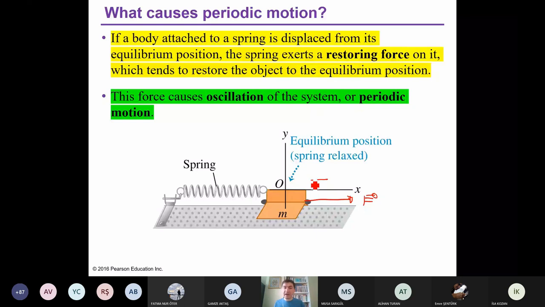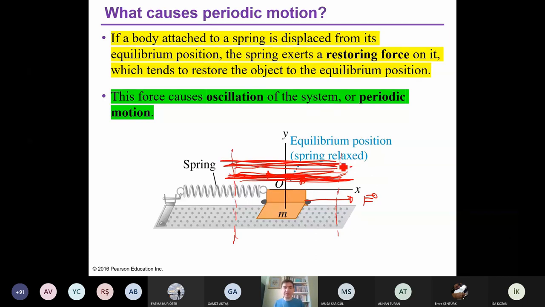If you release the glider, then it will pass through this equilibrium position. It will come back to this position. And then this spring will apply another force in the positive x direction. Then the glider will now move in the positive x direction. So if the surface is frictionless and if you don't lose any energy in the system, then this will be a periodic motion. The glider will move between these x positions. Okay, this is the periodic motion, or you can say oscillation of the system. The system will oscillate between these two points. Okay, it will go back and forth. So it will repeat this motion. So this is periodic motion.